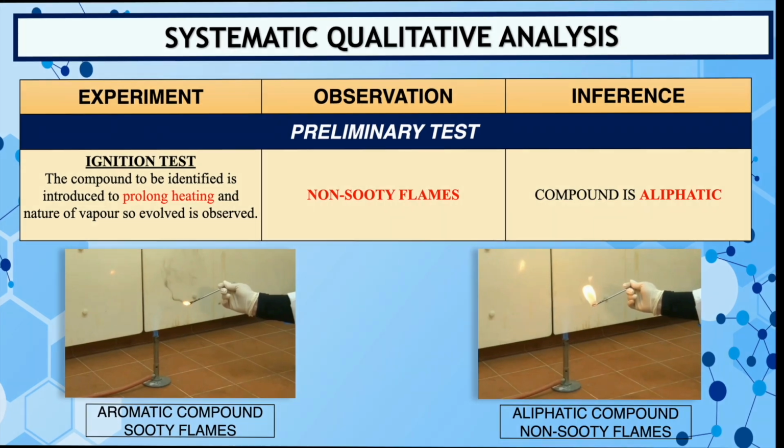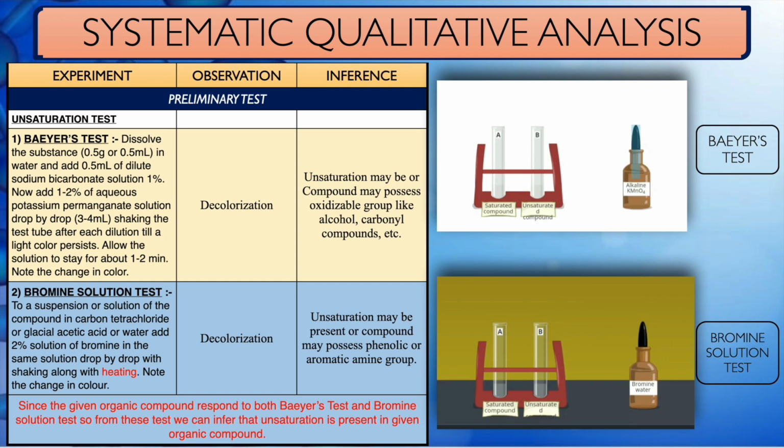Now comes the very important and the final stage of the preliminary test, that is the unsaturation test. The unsaturation test is divided into two, that is the Baeyer's test and the bromine solution test. Beginning with Baeyer's test, we take our organic compound and subject it to alkaline potassium permanganate, and as per the color change we decide whether the compound is saturated or unsaturated.